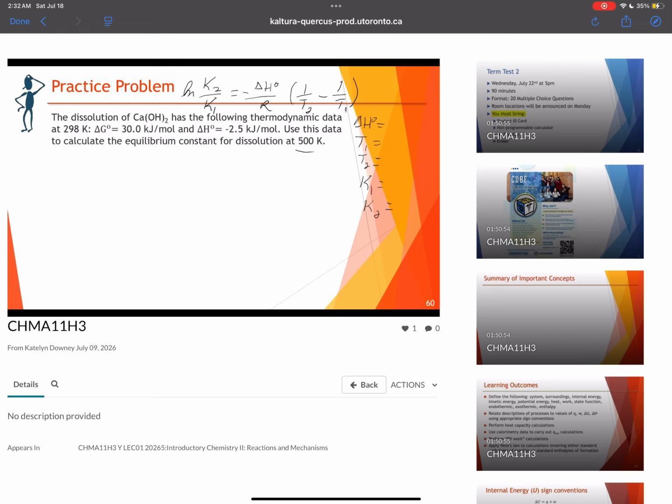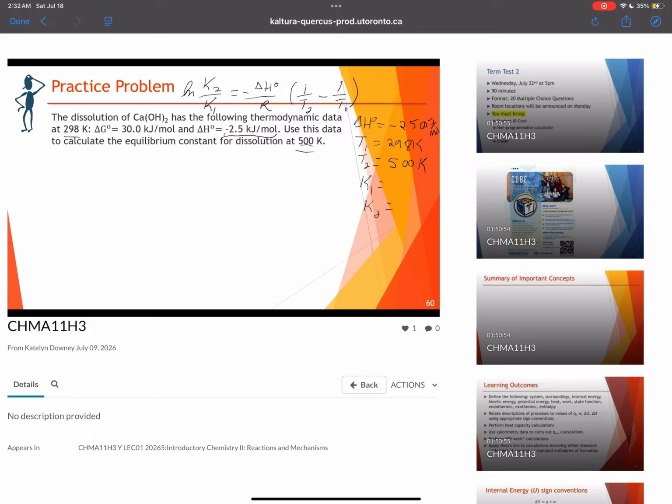So I have my delta H value that was given to me, and I'm going to work fully in joules for this problem. So I'm going to right away just write this in joules per mole. So it's 2,500 joules per mole. I hope you can see that. Didn't leave myself a lot of space. Okay. My first temperature is 298 Kelvin. And my second temperature is 500 Kelvin, right? We're trying to figure out K at 500 Kelvin.